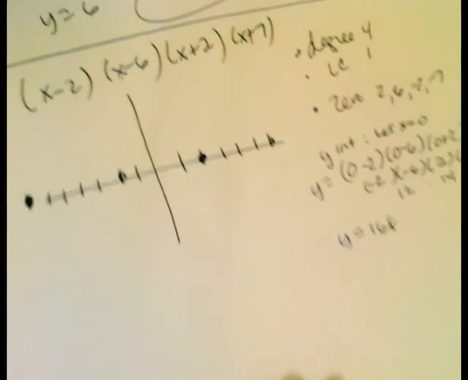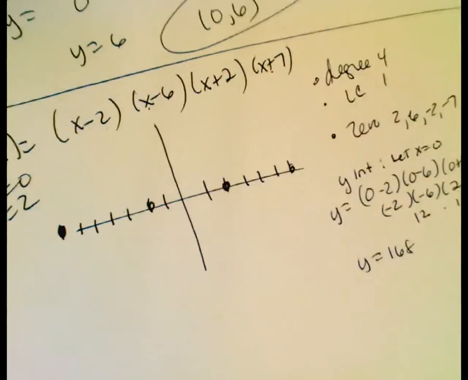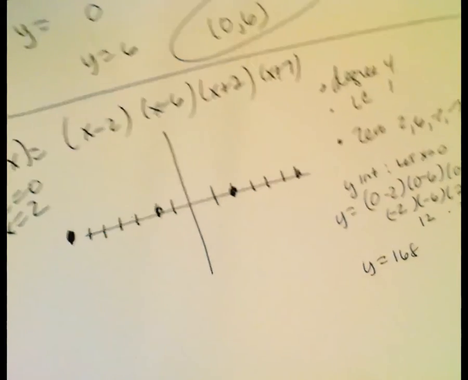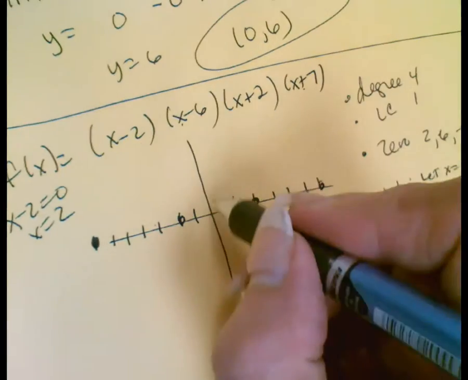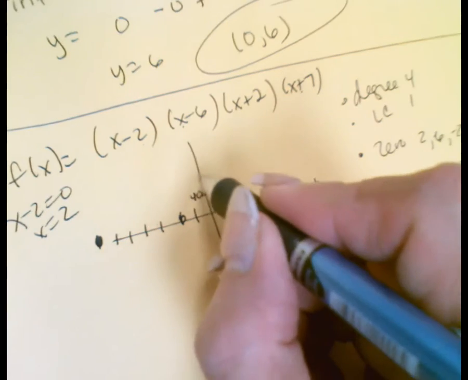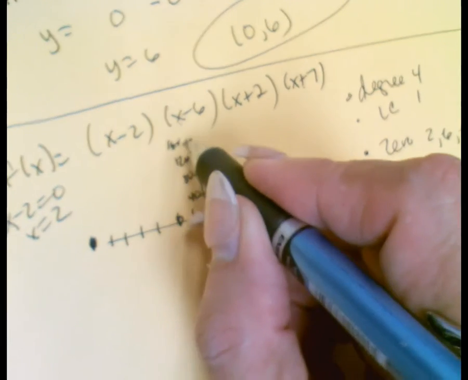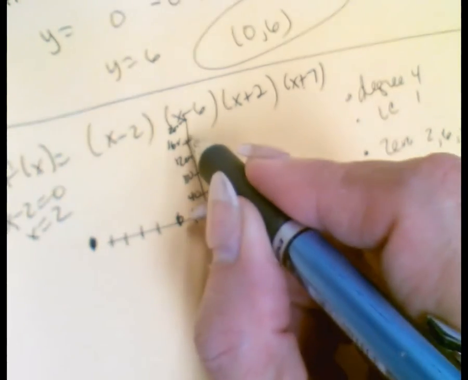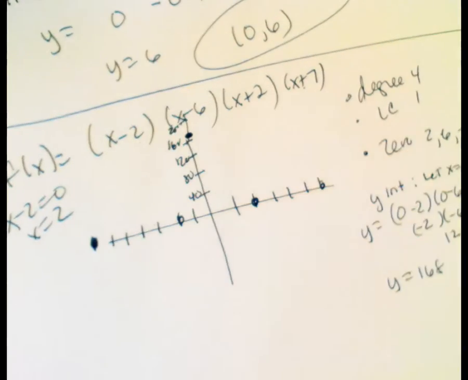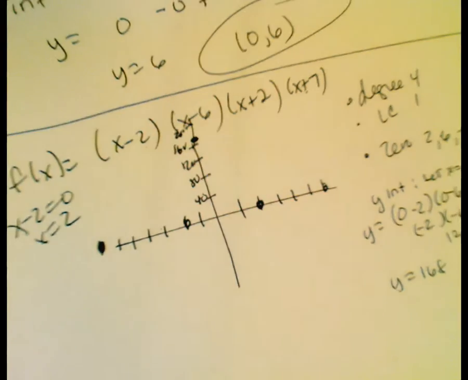12 times 14 is 168. All right, so the y-intercept is 168. So let's pick a good scale to go by on the y's. Let's go by 40s. 40, 80, 120, 160, 200. So 168 is about right there. Okay? What do they want to know?